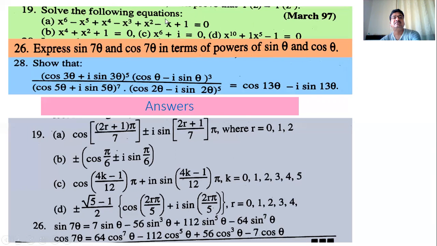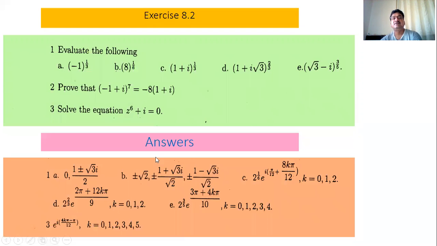Solving this equation. So these are the problems of previous lectures. Find the expression for cos 7 theta and sin 7 theta. So this is a problem on De Moivre's theorem. Already this problem was solved by the method. These are the answers of the problems. So solve. This is exercise number 2. Solve all these problems, and the answers are given here.